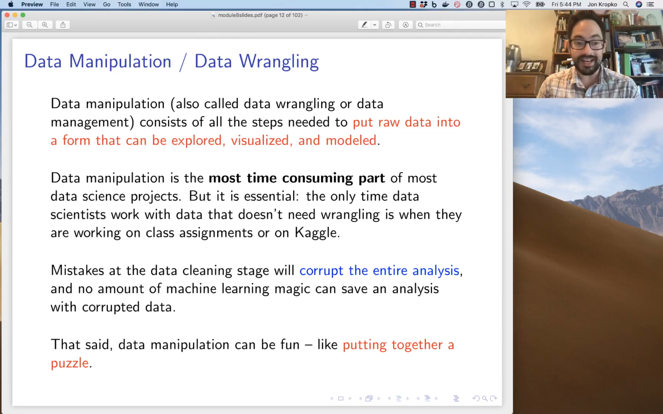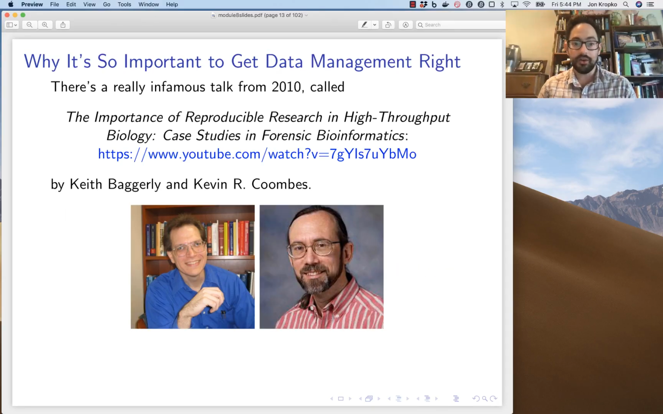But that said, I don't mean to sound overly negative about this. I think data manipulation can be fun. It could be like putting together a puzzle. We just have to know what the right moves are and what the right combination of those moves are. So let's talk about an example of why it's so important to get the data management right, and then we'll talk about the techniques in the next videos.